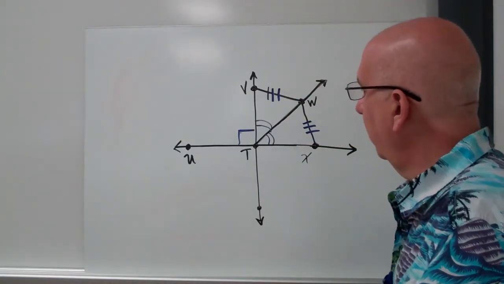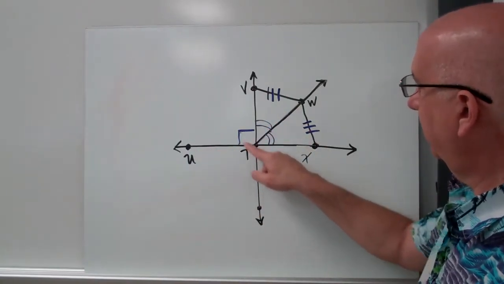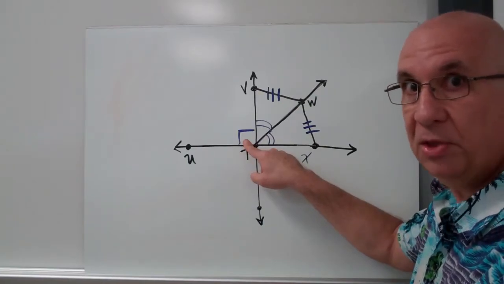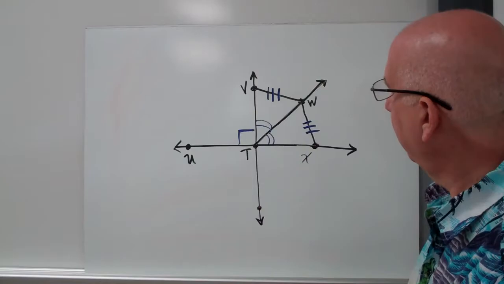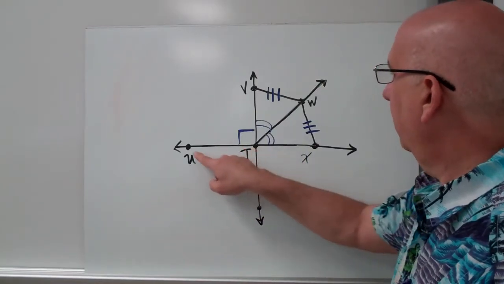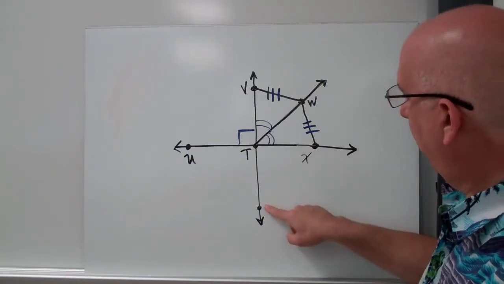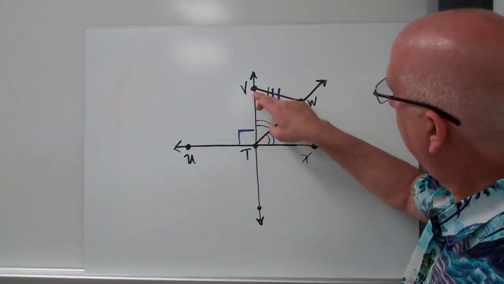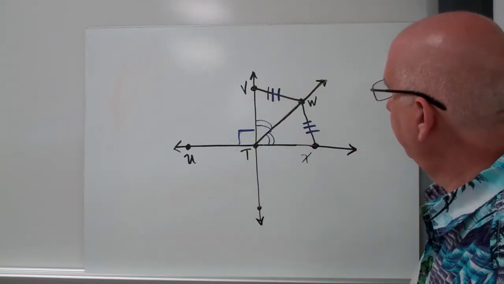Here's one that's a little more complex. We see that we have two lines that intersect and form a right angle. Therefore, as we learned in the last lesson, these two lines are perpendicular. We know that we have line UX and UVT that are perpendicular.